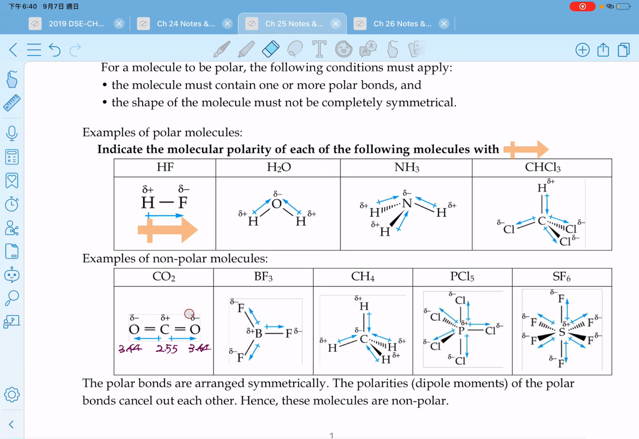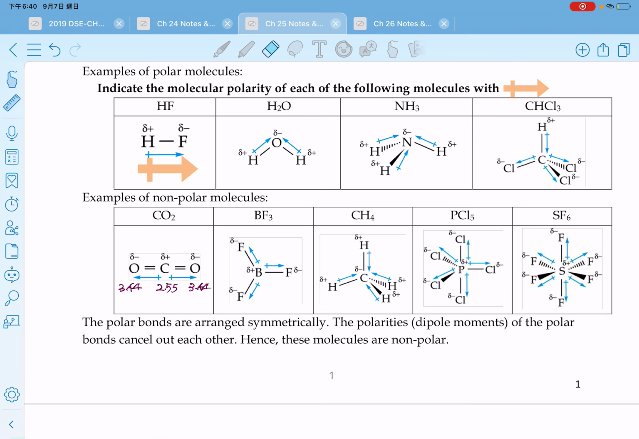The ability to draw the electrons to the right is the same as the ability to draw the electrons to the left. So, as a result, the overall effect is that they almost cancel each other. If the polar bonds are arranged symmetrically, the polarities of the polar bonds cancel out each other. So the force is balanced. They balance themselves. As a result, the molecule is non-polar.